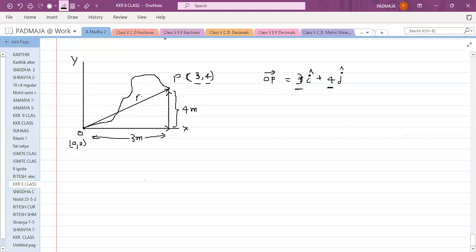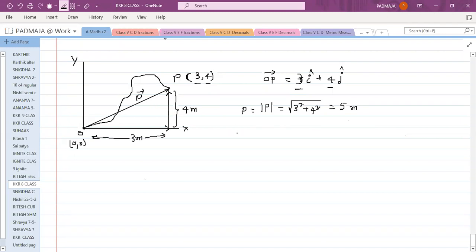Let us suppose this vector is denoted as P bar, then the magnitude of P is equal to the square root of 3 square plus 4 square, which is equal to 5 meters. That means the displacement of the particle is 5 meters when it travels from O to P along any path, but the displacement is the straight line path. And the magnitude of P bar is P.